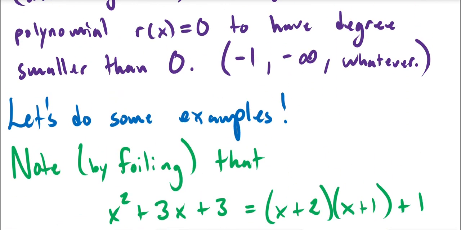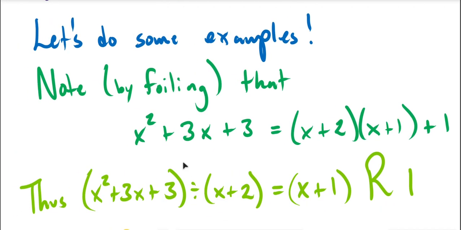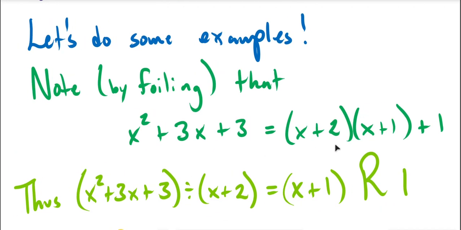So let's first note by FOILing that x plus 2 times x plus 1 plus another 1 would give me this polynomial here. So if I know this factorization already, then I can say that x squared plus 3x plus 3 divided by x plus 2 is going to be x plus 1, the other multiplicative factor here, and the remainder is going to be the thing I have to add to that in order to make this polynomial over here the correct resulting polynomial.